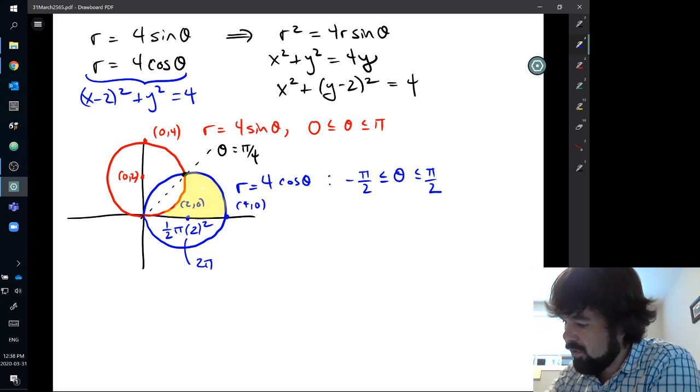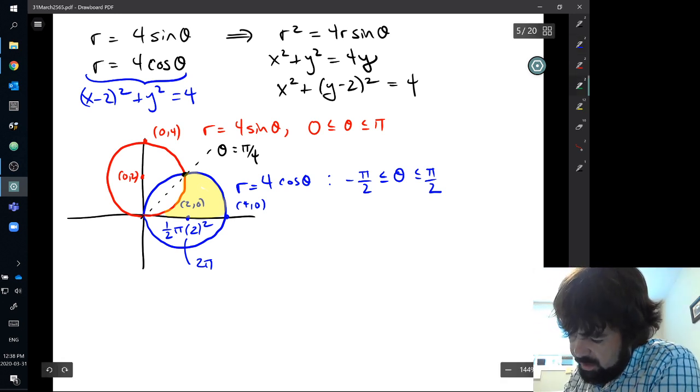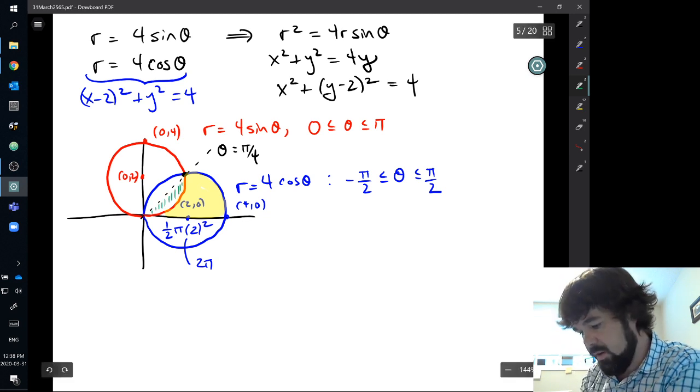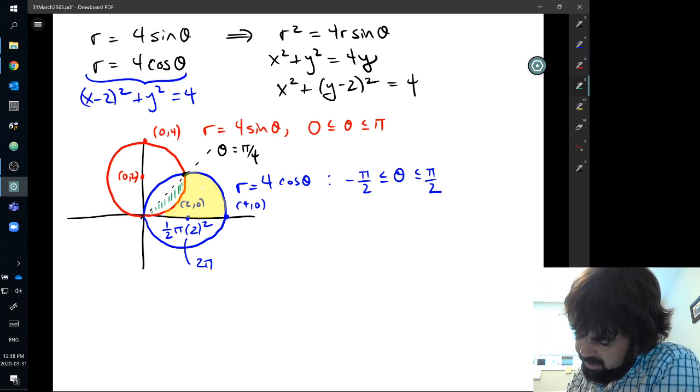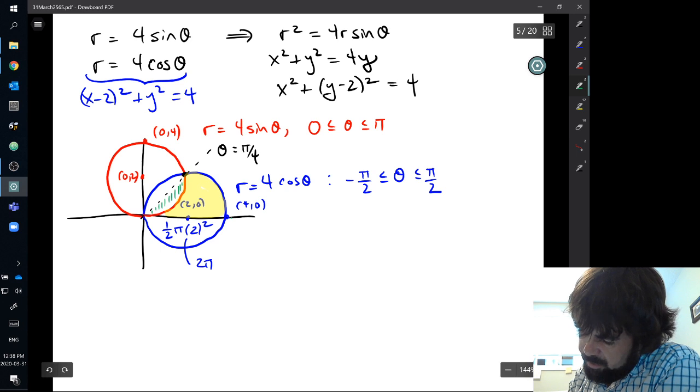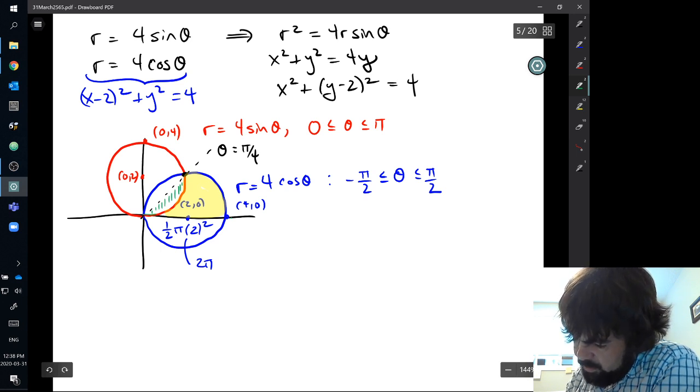So what you basically have to do is think about these pieces here. The right way to think about this is that from 0 up to pi over 4, you think about drawing lines out from the origin.